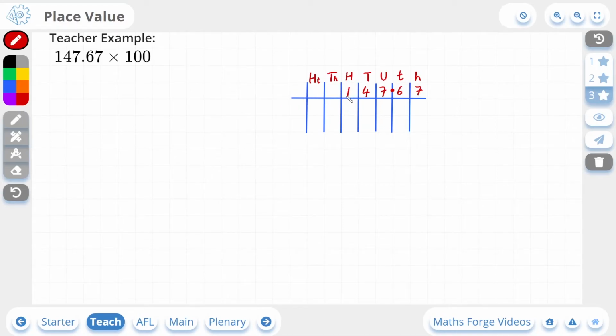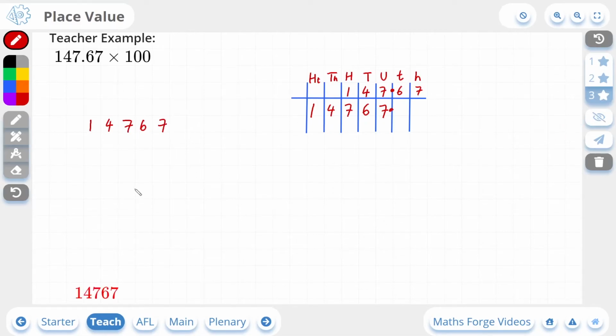In this case, this 1 here, which is in the hundreds column, will now be in the 100,000s column. This 4 will shift over 2 spaces as well into the thousands column. The 7 will shift 2 spaces into the hundreds column. The 6, 2 spaces into the tens column. And the 7, 2 spaces into the units column. And this is the answer, 14,767. We'll just check our answer.